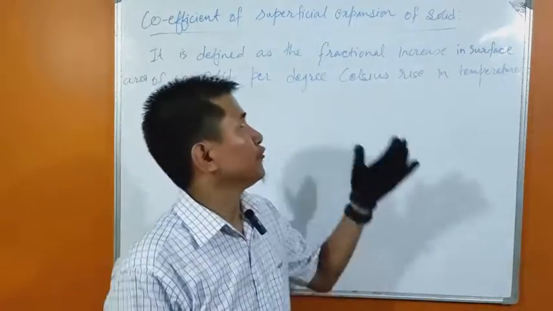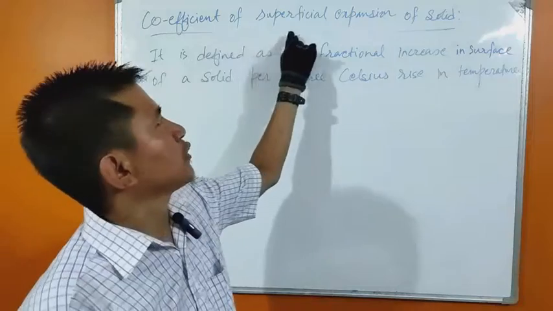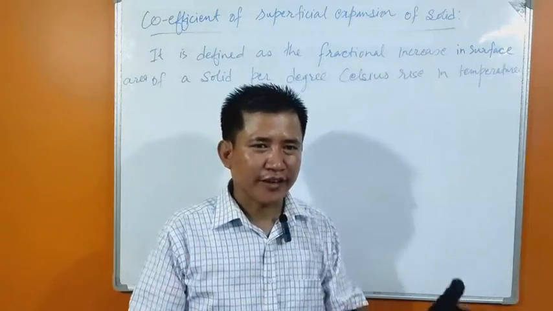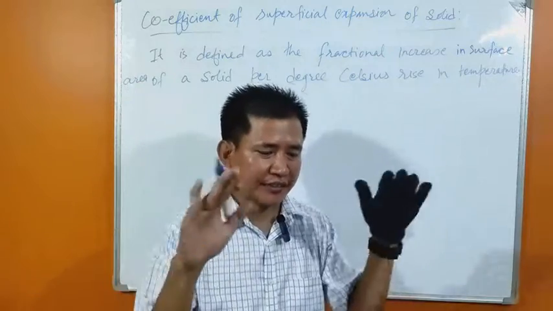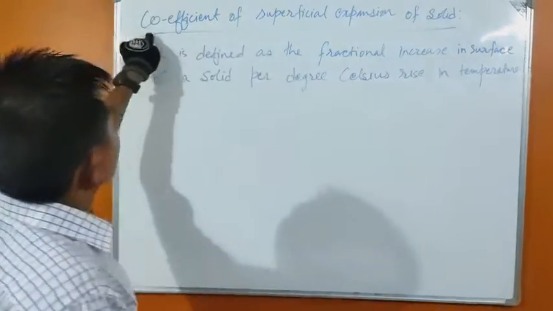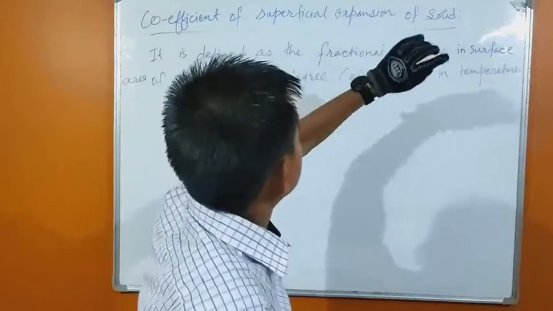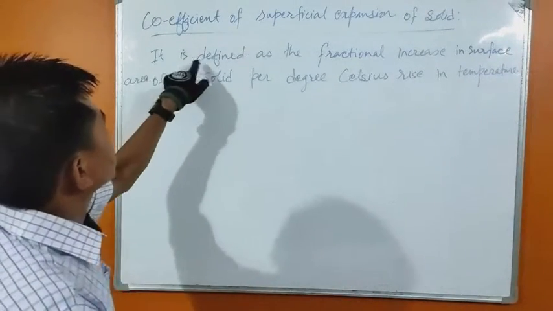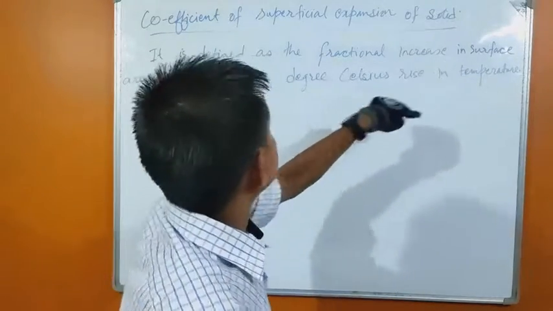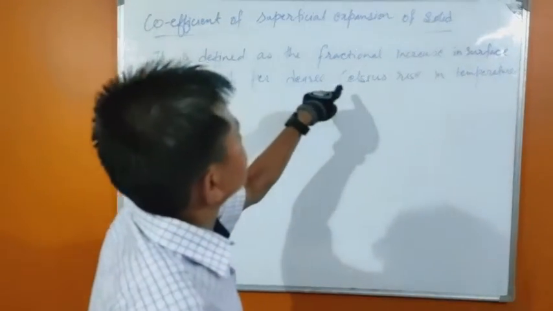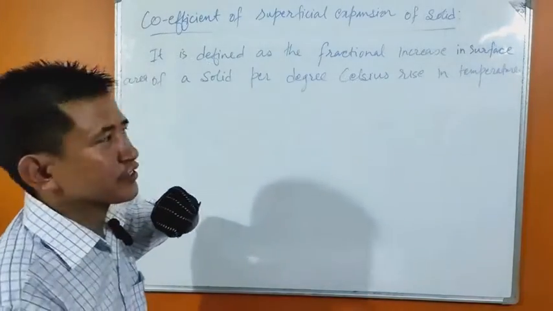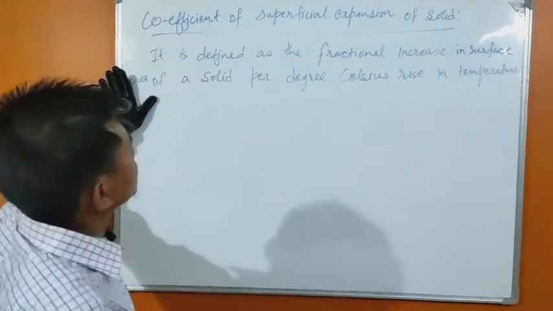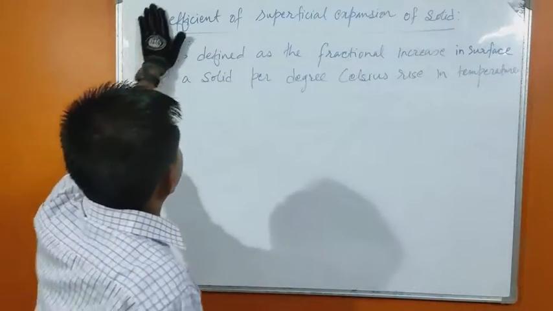Now we will move on to the next topic, coefficient of superficial expansion of solid. Okay, coefficient of expansion of area of solid. Coefficient of superficial expansion of solid means the coefficient of increase in area. It is defined as the fractional increase in surface area of solid per degree Celsius rise in temperature. This is the definition. Please take the screenshot of this. You can find this definition in your book as well. I am going to deduce the relation. Okay.